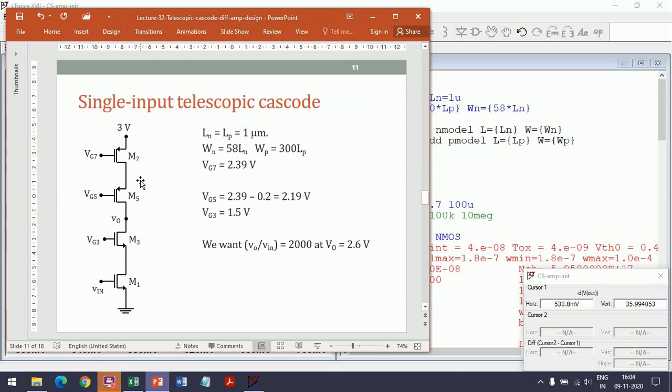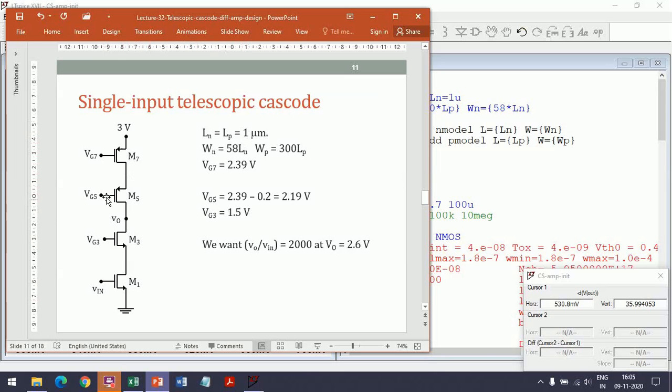So here is the single input telescopic cascode. We say the PMOSs will keep the lengths and the widths as they are. The 2.39 is the top PMOS voltage because that is the one acting as a current source. So making this 2.39 will give us the same current here as was flowing in the common source amplifier. The NMOS lengths and widths also we will keep as they were in the common source amplifier.